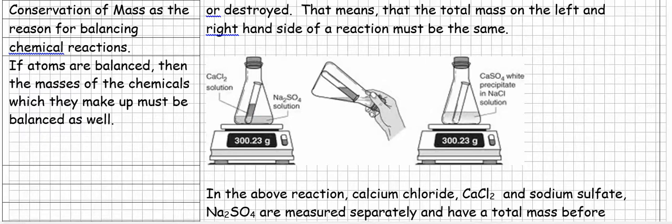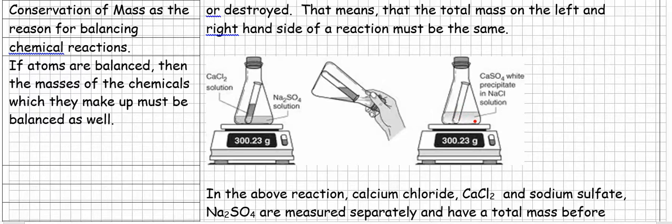Now let's take a look at what the scale says. It says 300.23 grams. But now what we're going to do is invert the flask. It's stoppered, so the liquid's not going to fall out, but the two chemicals are going to mix. The calcium chloride and the sodium sulfate are going to come together. They're going to mix, right? Now I'm just going to lay the apparatus back down. Notice what was in the test tube before is no longer in the test tube.